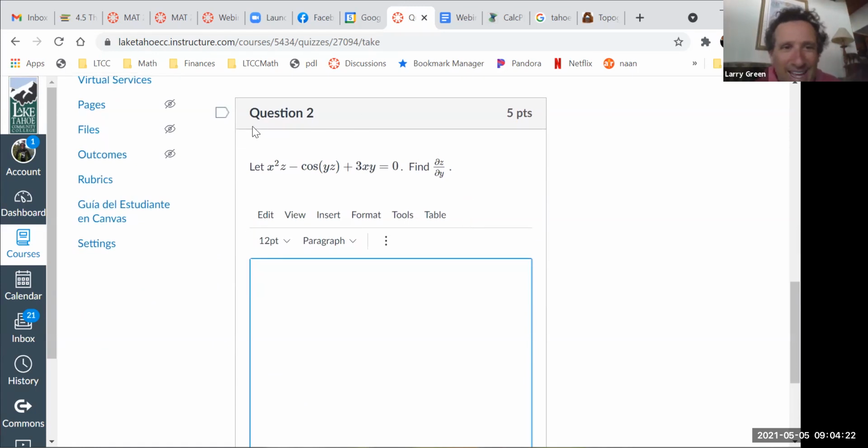Now let's look at question 2. Question 2 is: let x squared z minus cosine yz plus 3xy equals 0. I'm going to find del z del y. By the way, if you tried to solve for z and then find the partial derivative, why would that be a complete nightmare? Technically that would work, but it would have too many steps.